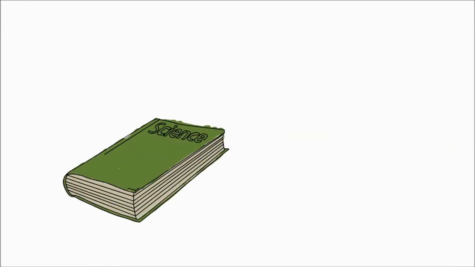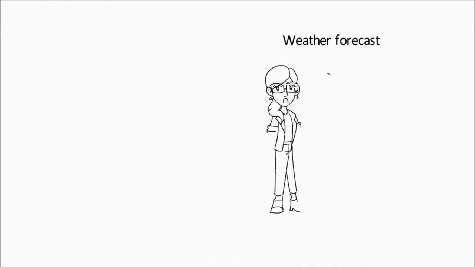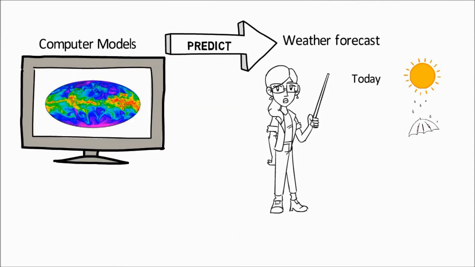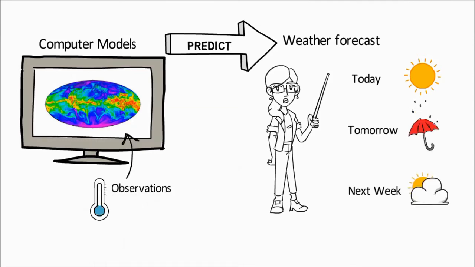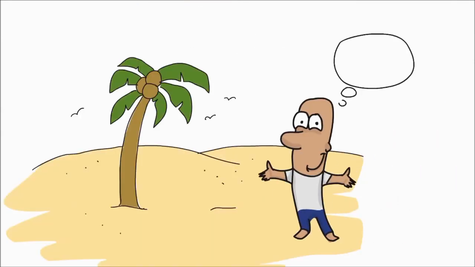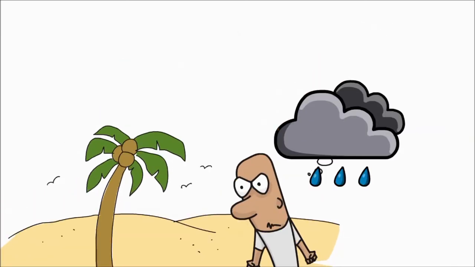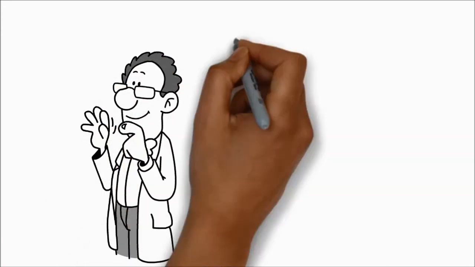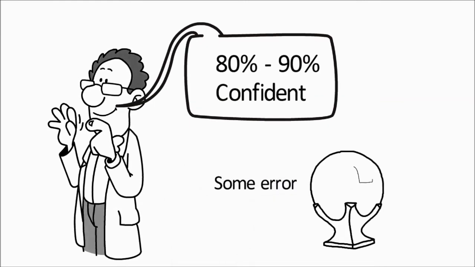Models pull together theory and observations. For example, weather forecasters use computer models to predict if it will be sunny or rainy tomorrow or next week, using their knowledge of the physics of the air, coupled with a variety of weather observations such as temperature and humidity. But even the best models can't predict the weather with 100% accuracy, and the same applies with fisheries stock assessments. So scientists will usually say they are 80 or 90% confident something will happen, but there will always be some error when predicting the future.